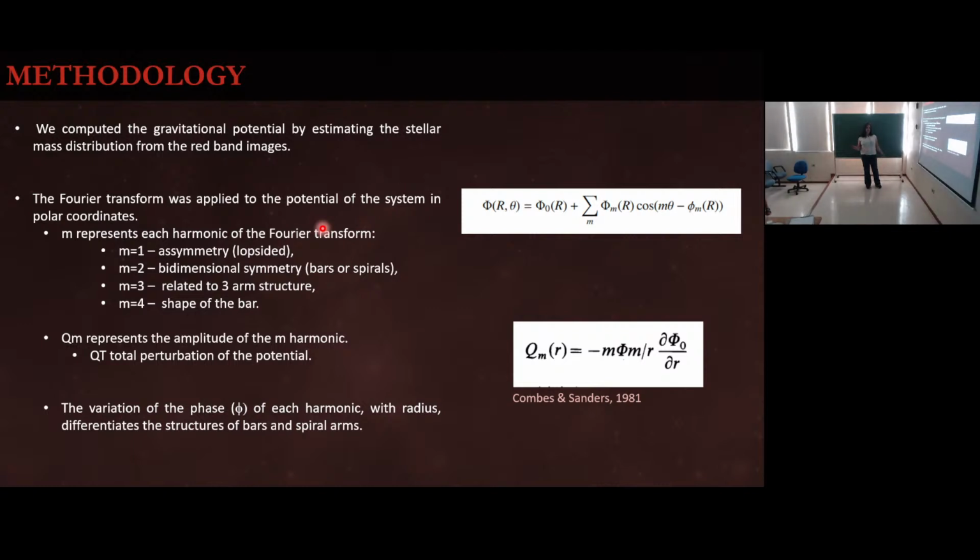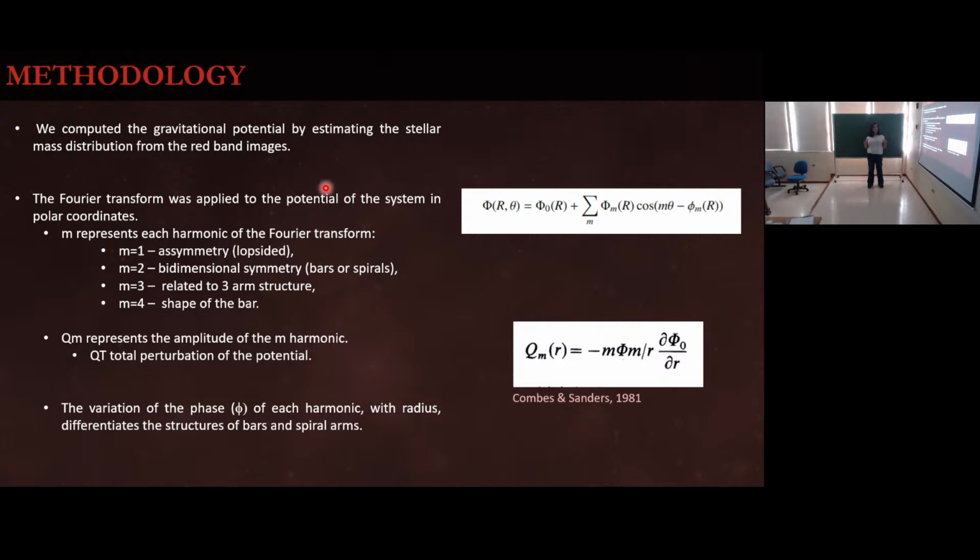Now, here comes the difficult part. For the red images, we aim to get the mass distribution through all the galaxy. Why use red images? Because they come basically from the old stellar populations, which better represent the stellar mass distribution, and because they are not affected by dust.